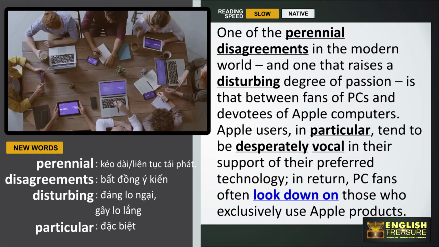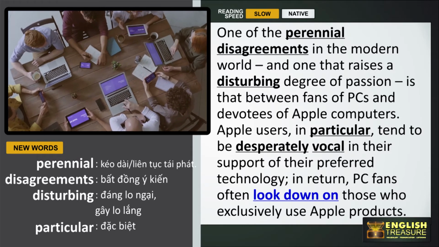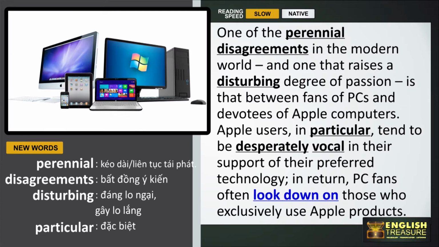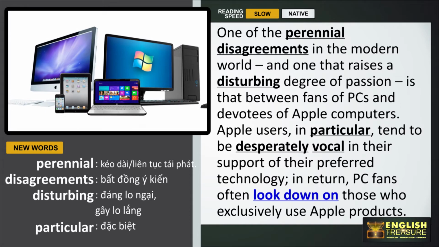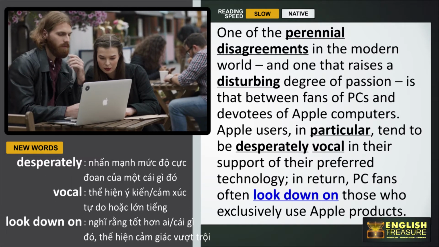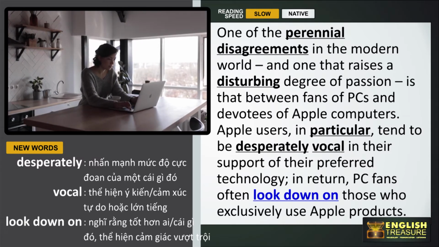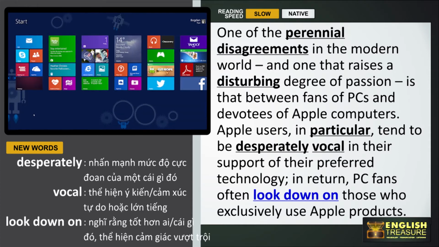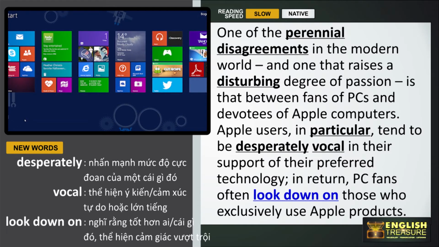One of the perennial disagreements in the modern world, and one that raises a disturbing degree of passion, is that between fans of PCs and devotees of Apple computers. Apple users, in particular, tend to be desperately vocal in their support of their preferred technology. In return, PC fans often look down on those who exclusively use Apple products.